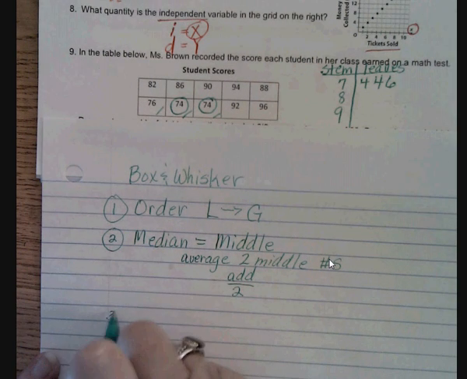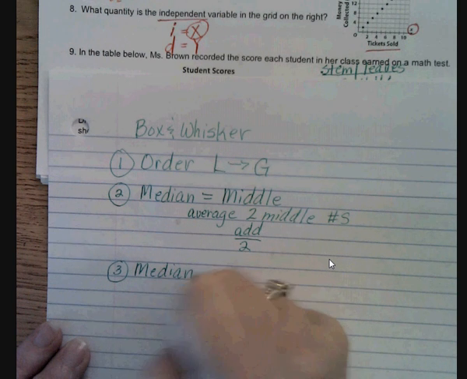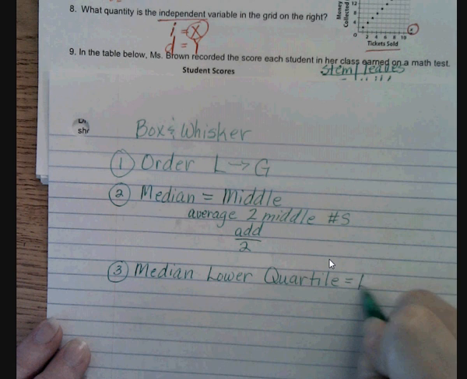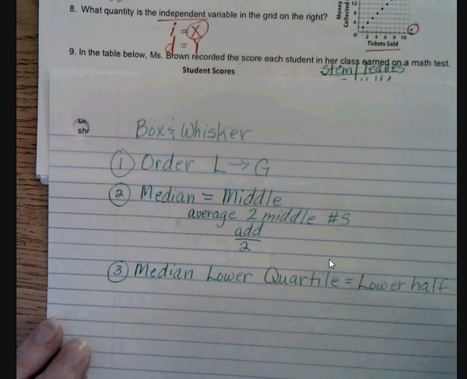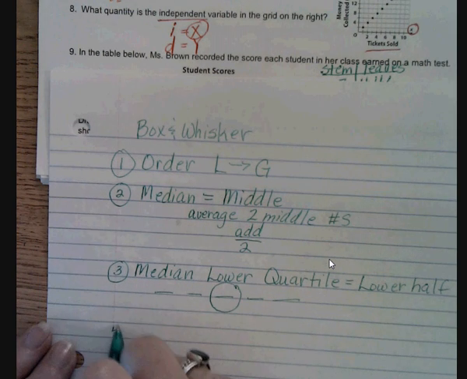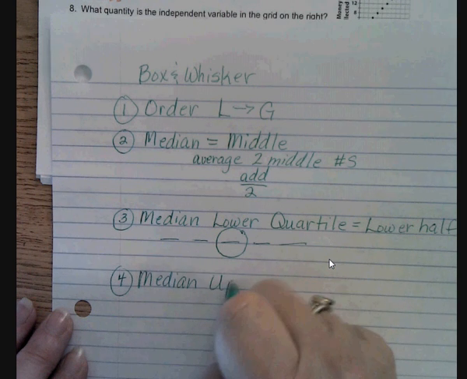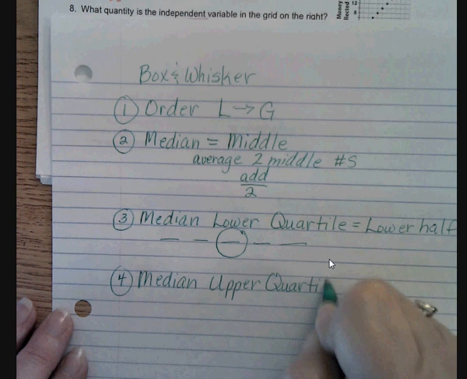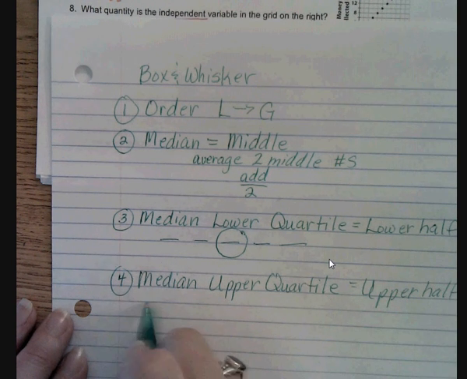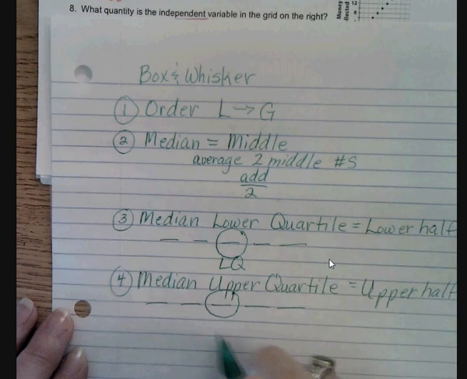All right, step 3. Now you're going to find the median of the lower quartile, which is the lower half. And since there's 5 numbers there, you will have an exact middle. Step 4, you will now find the median, which is the middle, of the upper quartile, which is the upper half. Once again, we have 5 numbers on the upper half, so we have an exact middle. So this is the lower quartile, this is the upper quartile.